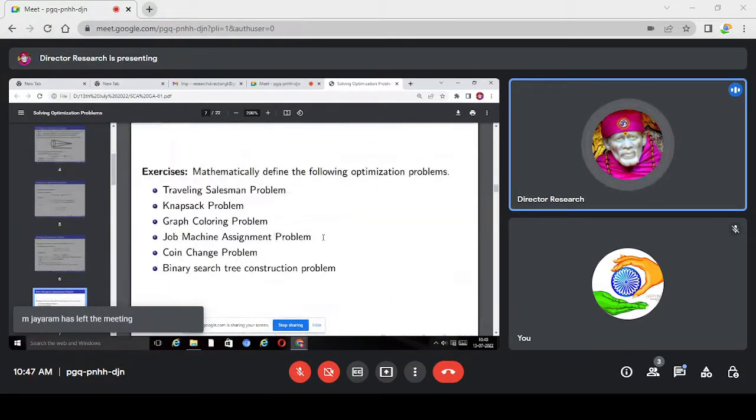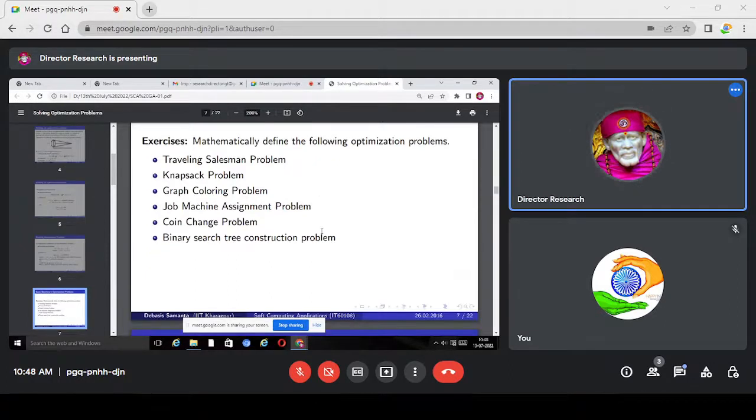Mathematically define the following optimization problems: traveling salesman problem, knapsack problem, graph coloring problem, job machine assignment problem, coin change problem, binary search tree construction problem.